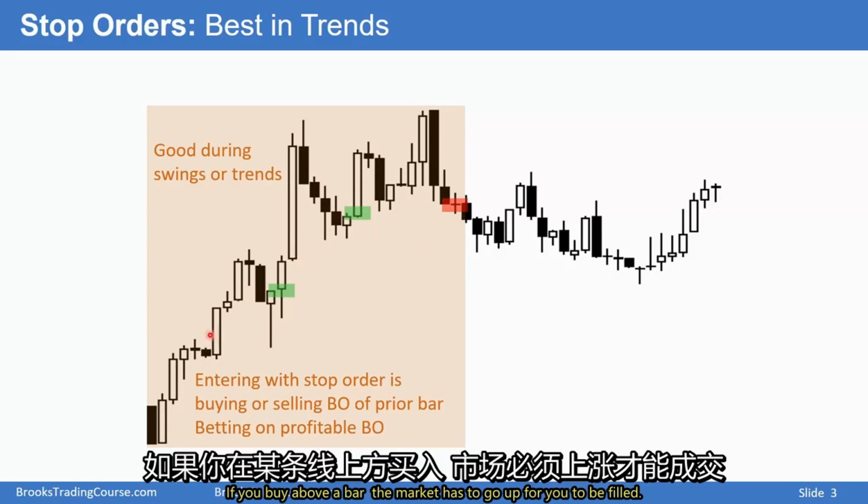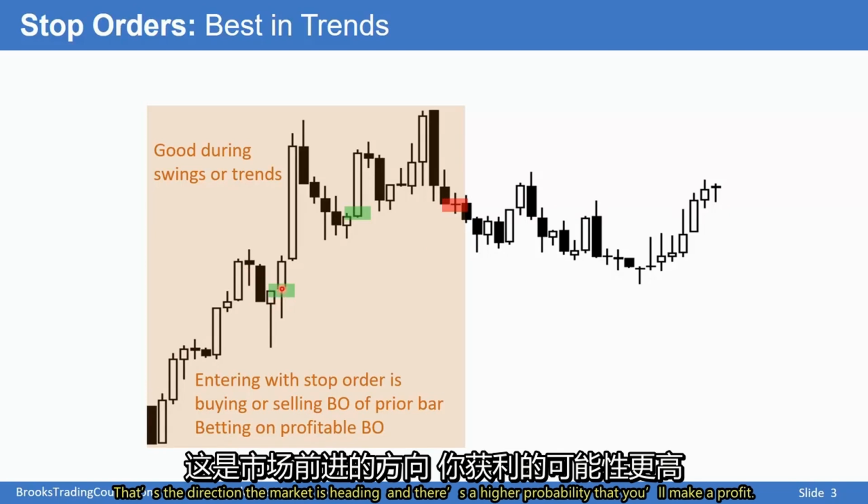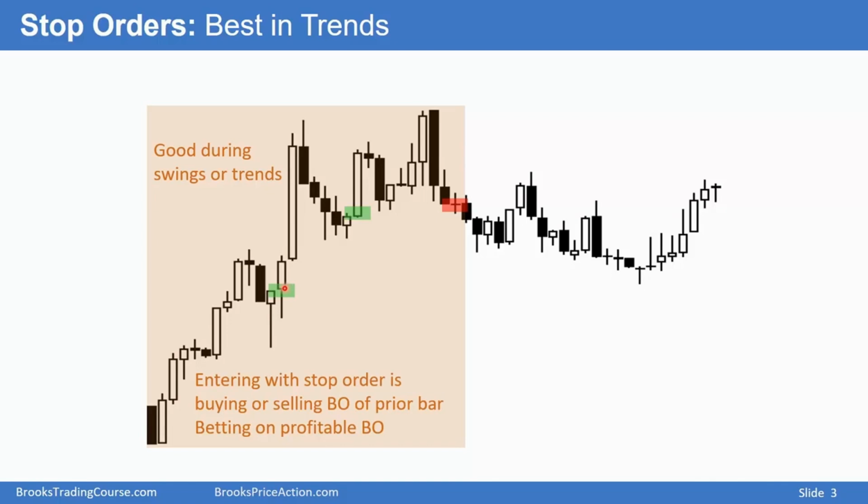Stop orders, they're good during trends. The market's going up. If you buy above a bar, the market has to go up for you to be filled. That's the direction the market is heading, and there's a higher probability that you'll make a profit.